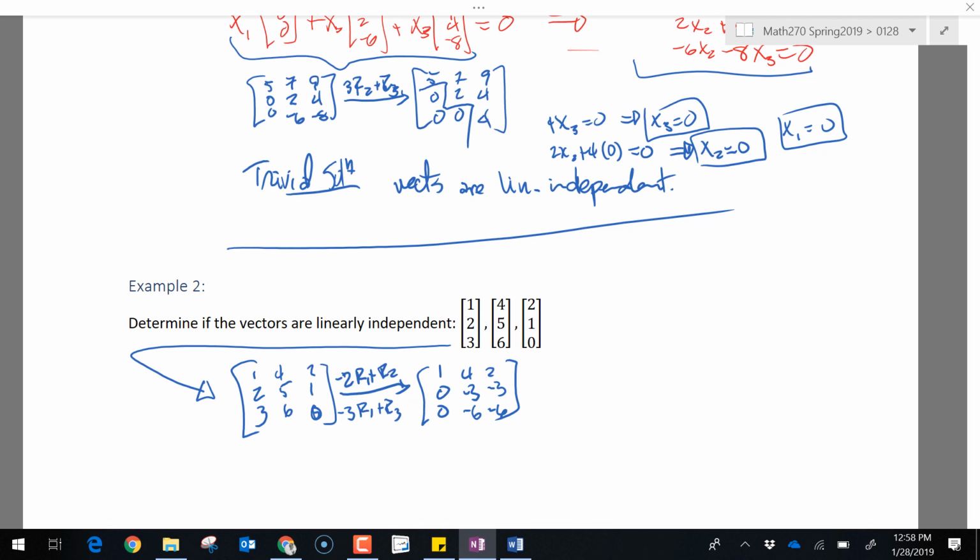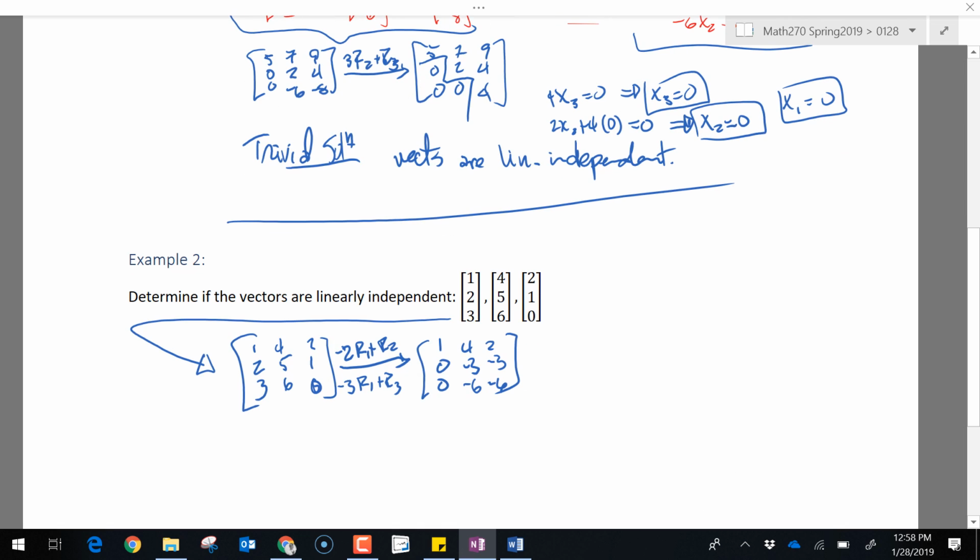So we'll multiply the second row by -2 and add it to the third row. 1, 4, 2, 0, -3, and 0, 0, 0. Okay, so looks like we have a free variable. And when we have a free variable, you know that you have a solution because you can let that free variable x3 equal to whatever you want. So we have a solution.